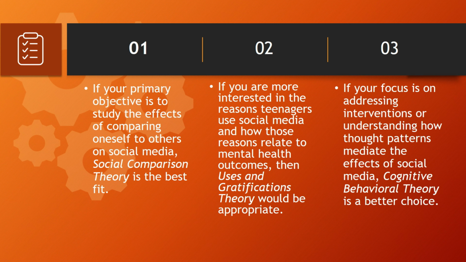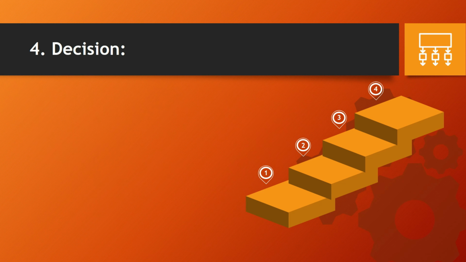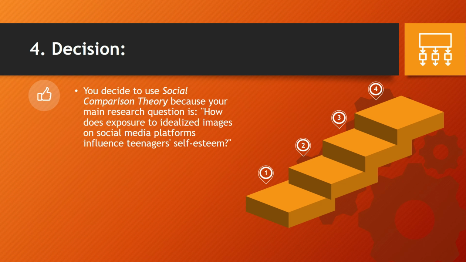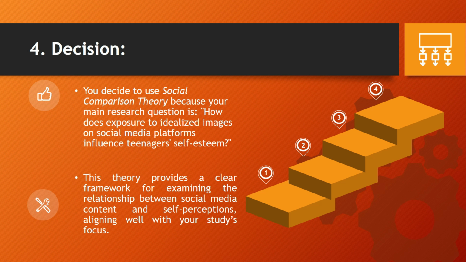If your focus is on addressing interventions or understanding how thought patterns mediate the effects of social media, cognitive behavioral theory is a better choice. Decision. You decide to use social comparison theory because your main research question is, how does exposure to idealized images on social media platforms influence teenagers' self-esteem? This theory provides a clear framework for examining the relationship between social media content and self-perceptions, aligning well with your study's focus.